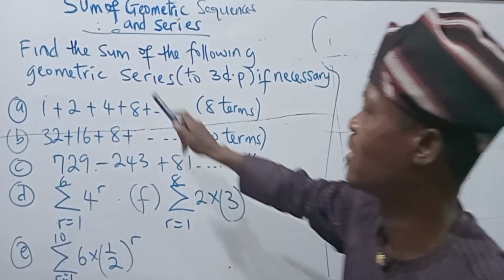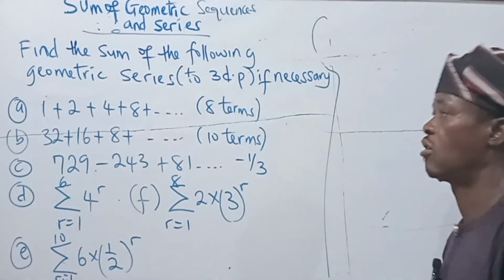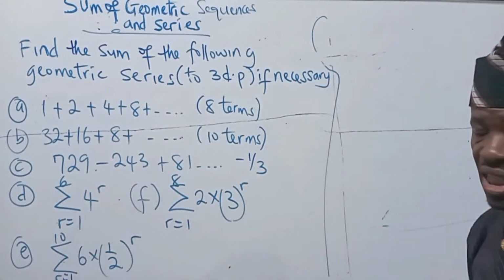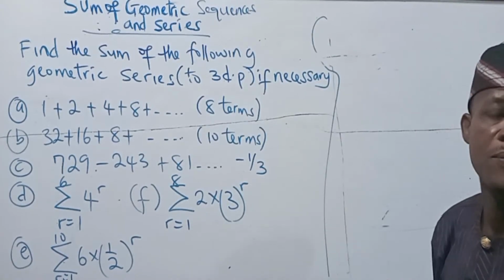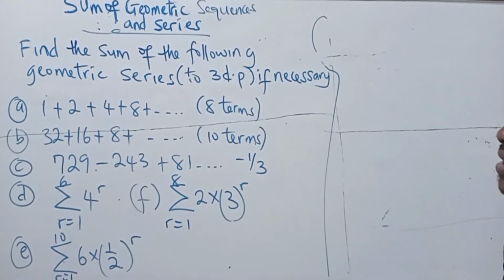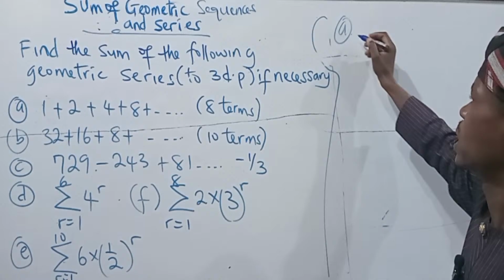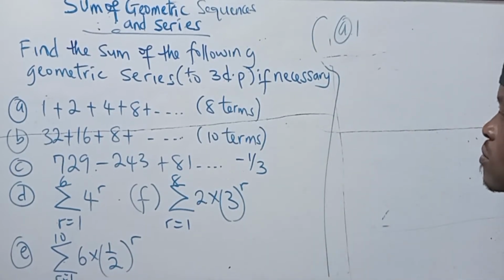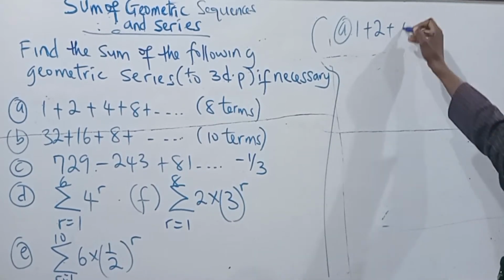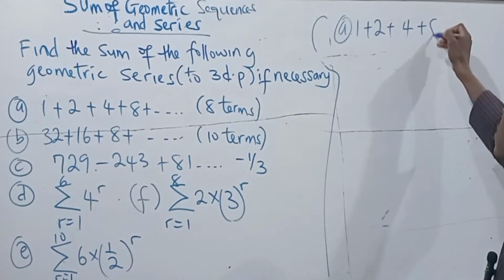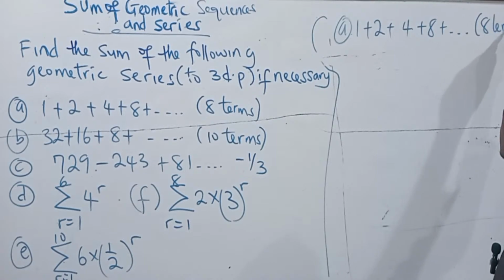We are told to find the sum of the following geometric series, to 3 decimal places if necessary. Look at the series we have. We have 1 plus 2 plus 4, and then plus 8, and it goes on like that until the 8th term.